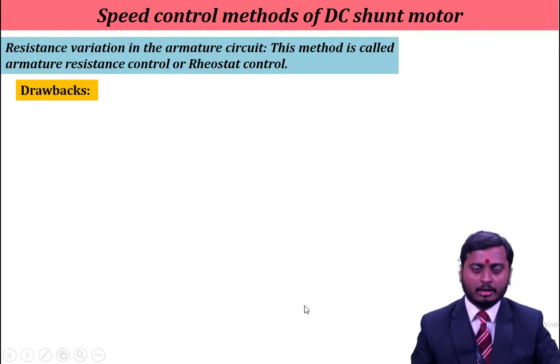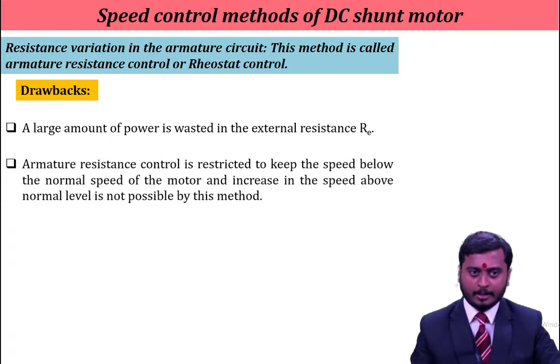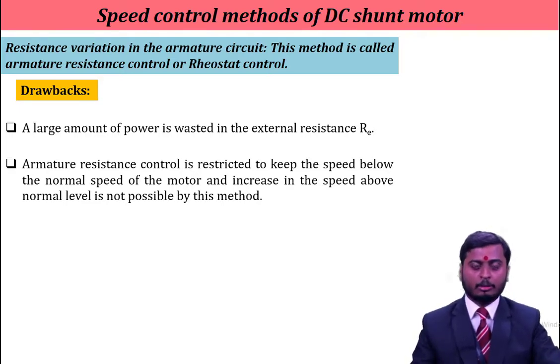Now here, what are the drawbacks associated with this method? First one, after connecting external resistance, your drop in the power will be large. So a large amount of power is wasted because of connection of external resistance RE in series with armature resistance RA. Then this armature resistance control is restricted to keep the speed below the normal speed.